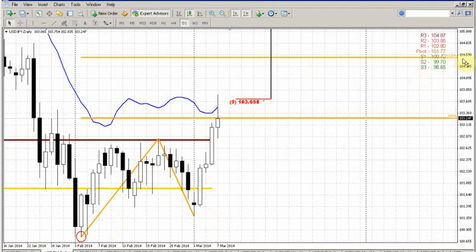It's 104.50 area approximately. But currently, as you can see, this target stands beyond the overbought. That's why it's not very interesting right now for us. That's what about the retracement.